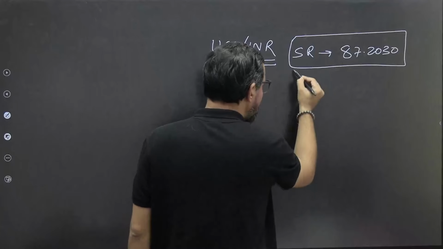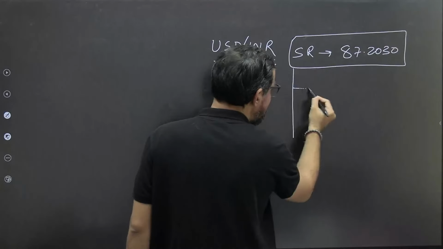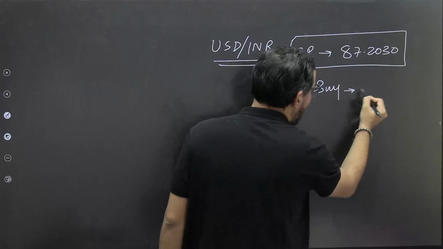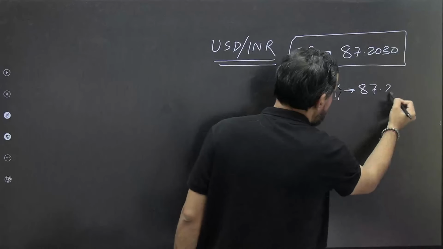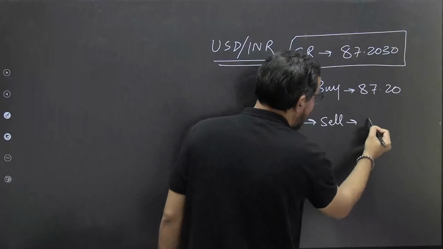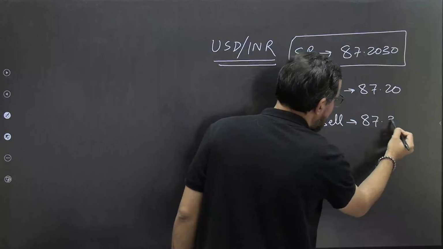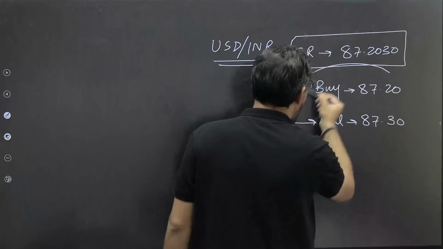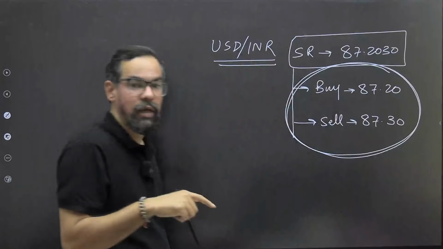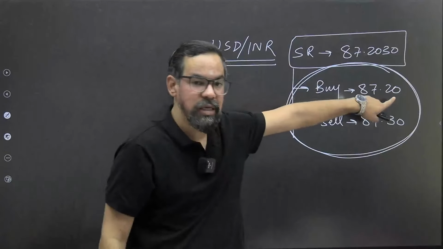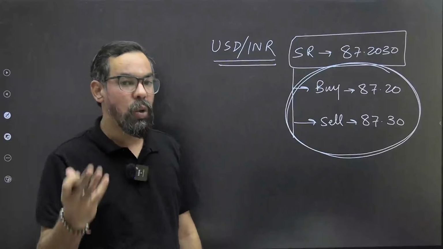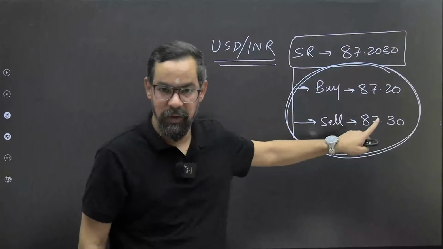So what does it mean? Buyers, the rate quotation is basically: buyer wants to buy at 87.20 and seller wants to sell this particular one at 87.30. That means when you are quoting a buy rate, you will take this particular price, and when you are quoting a sell rate to your customers, in that case you have to take this particular price, right?